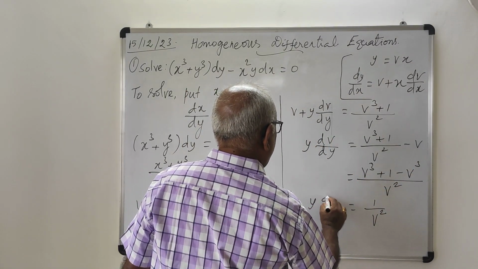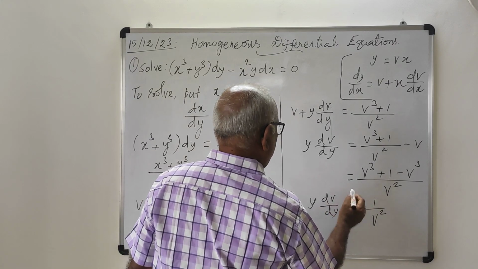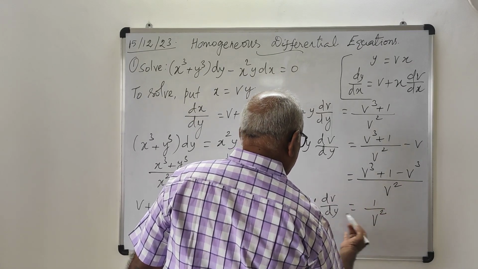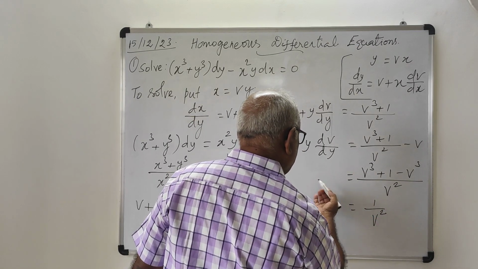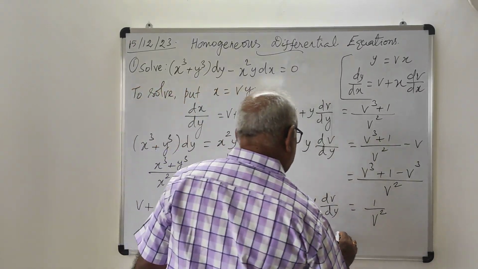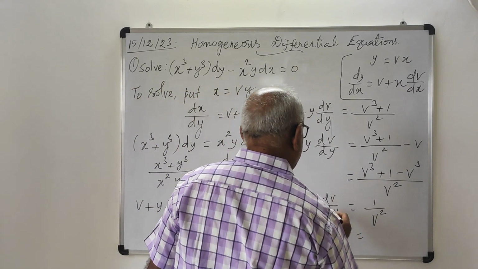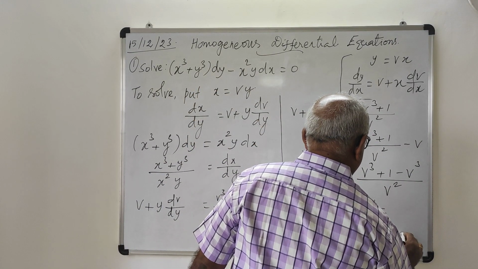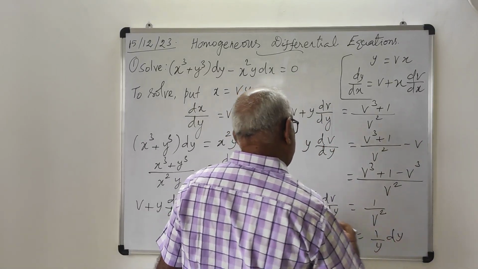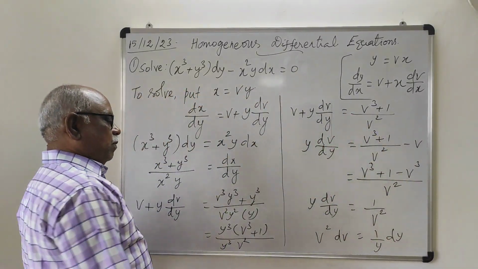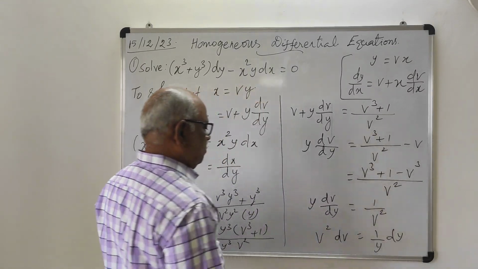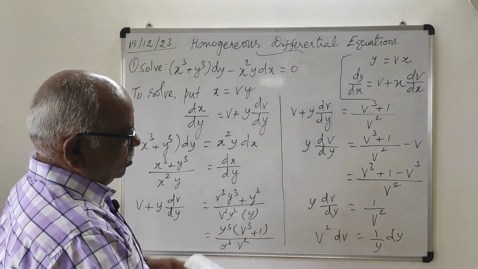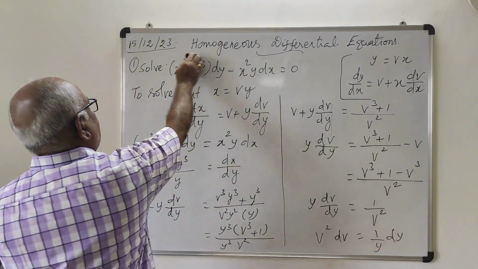This is y dv by dy. By separating the variables, 1 by v square, if you bring it to the left hand side, becomes v square dv equal to dy by y. This y becomes 1 by y into dy. So v square dv equal to 1 by y dy. The variables are separated. Now we have to integrate on both sides. We will get the solution.